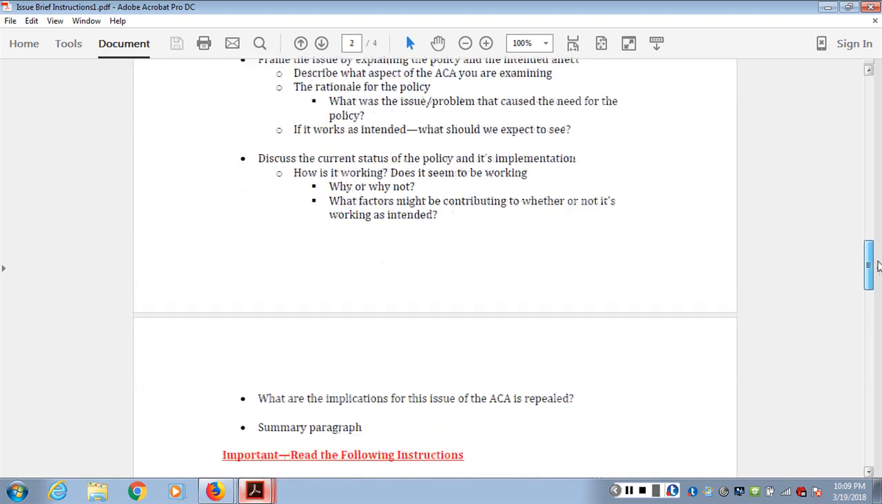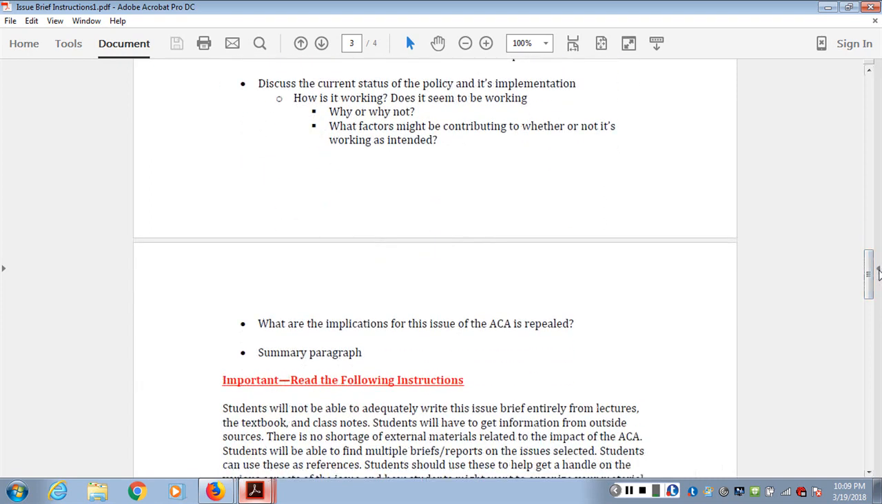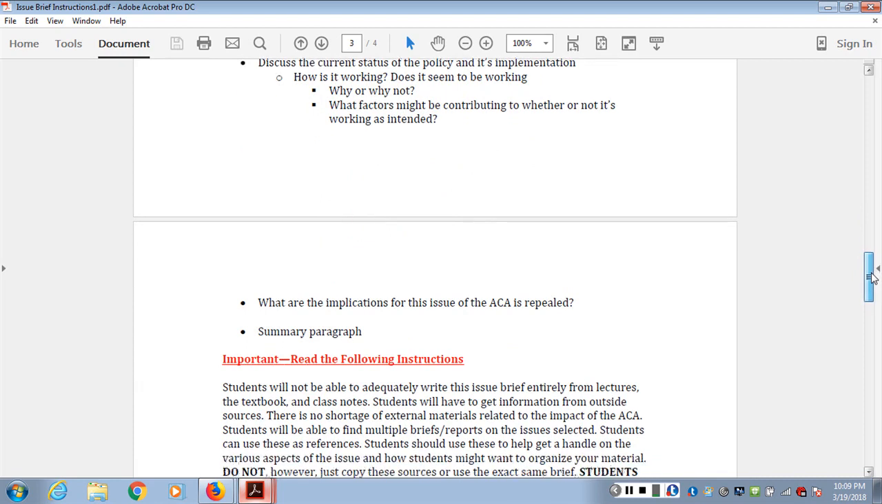Then you can move to discuss the current status of the policy right now and how it was implemented. Again, how is it working? Does it seem to be working in your opinion? Why or why not? And don't just stop at whether it's working or not, but go a step further and start to tell me from your research why you feel one way or another, why you feel it's working or why it's not, and how can you back up what you're saying through some data that you've discovered.